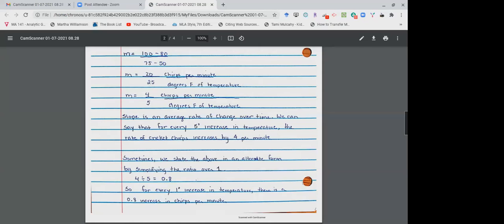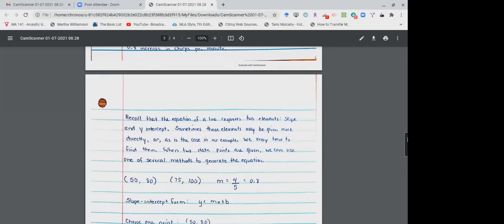So slope is an average rate of change over time. We can say that for every 5-degree increase in temperature, the rate of cricket chirps increases by 4 per minute. And as I said, sometimes we make this equal to 1, especially when we're doing things in statistics, regression rates, and things like that. Sometimes we state the above in an alternate form by simplifying the ratio over 1. 4/5 is 0.8, and so for every 1 degree increase in temperature, there is a 0.8 increase in chirps per minute. So it's not quite a 1-to-1 ratio.